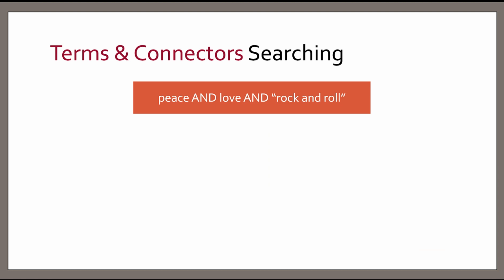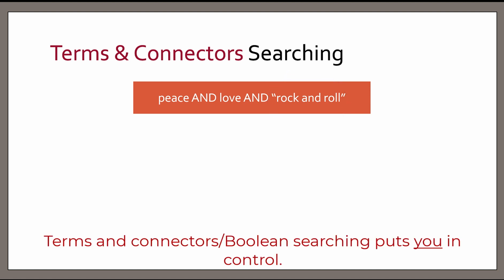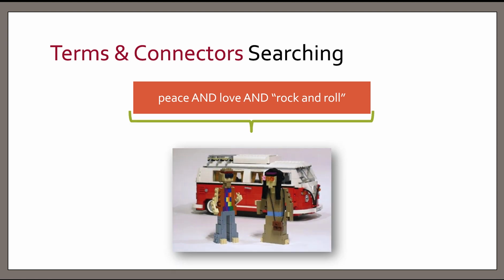For more efficient searching, you might want to try terms and connectors searching, using certain words or symbols to direct the search engine to treat your search terms in specific ways. For instance, placing the word "and" between each term in your search string instructs the search engine to only retrieve results that contain all of your search terms. And putting two or more terms in double quotation marks instructs the search engine to treat those terms as a phrase. This puts you in control of the search and will help you retrieve more precise results.